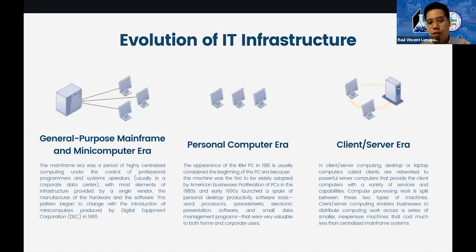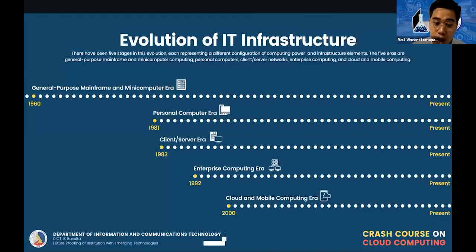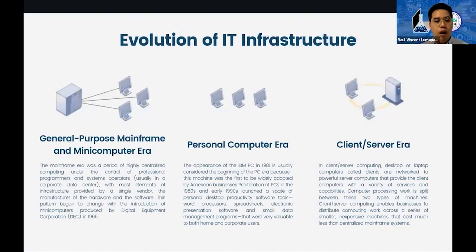So we'll see here the evolution of ICT infrastructures in terms of sharing information. In the general purpose mainframe and minicomputer era, you have a mainframe computer, those big computers in a central repository. Before, we have ARPANET, for example, the first internetwork. It's inter-network connectivity, where from different schools, data is being processed in a single room, or in multiple rooms, with different mainframe computers, and those computers are connected.